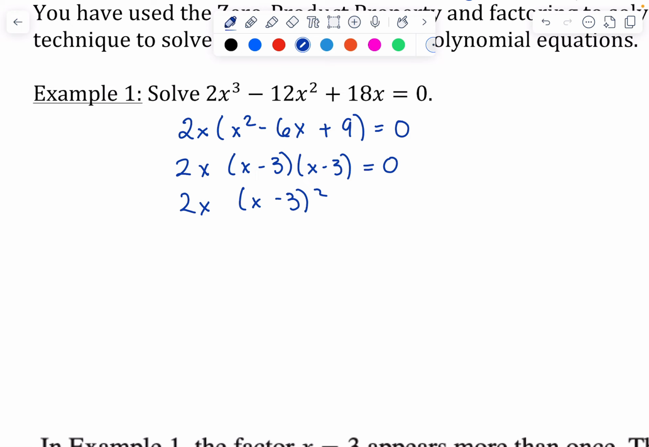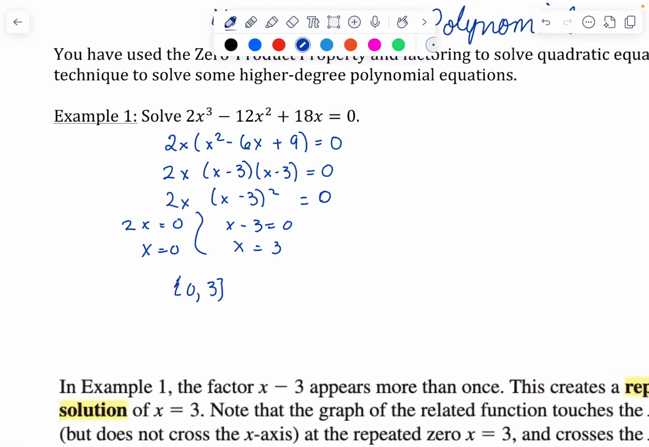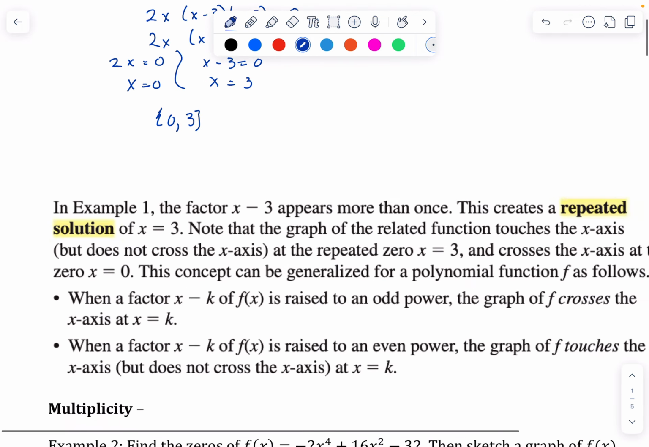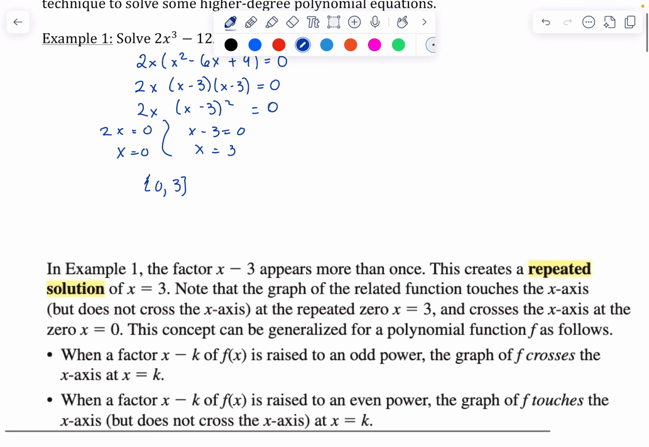Both are correct. And then you set each factor equal to 0 and solve. So we get x equals 0 and x equals 3 as our two solutions. Now this next part we talked about in class, but I'll reiterate. The fact that x minus 3 appears more than once, specifically it appears twice, means that we have a repeated solution of x equals 3.